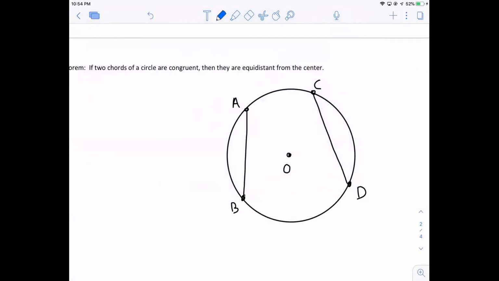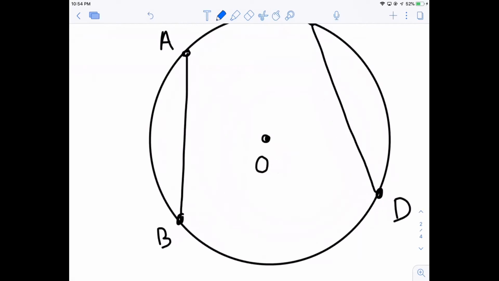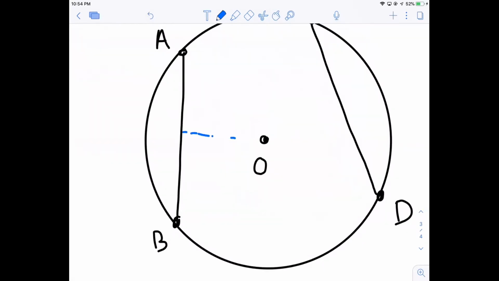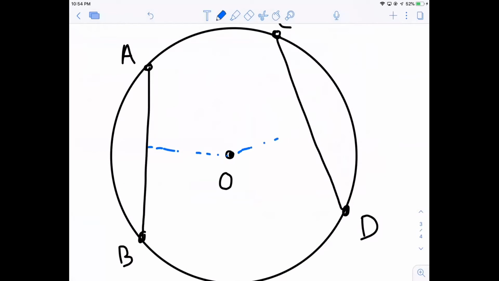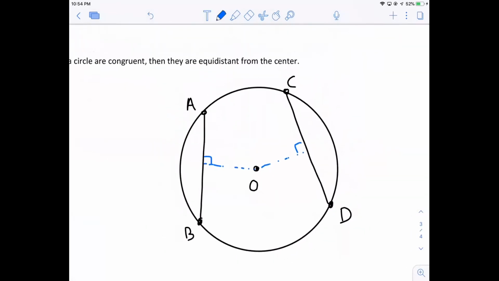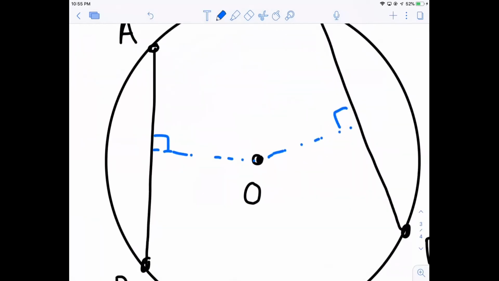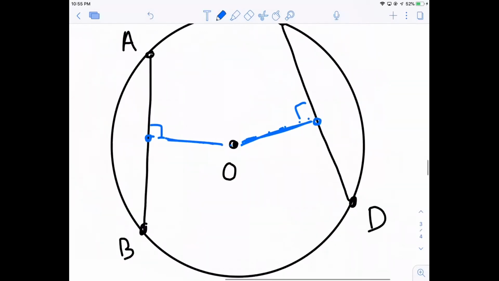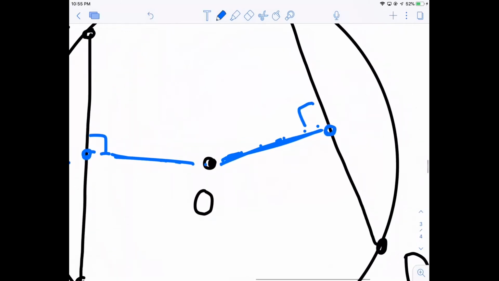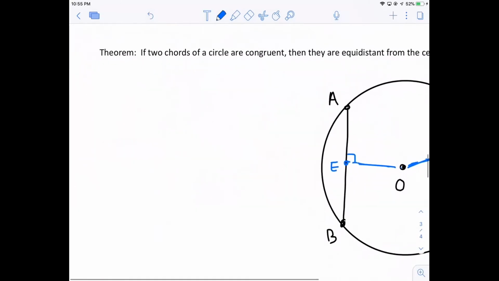So what's the shortest distance from a segment to a point? Aha, very good. Shortest distance is a perpendicular line, like so, right? That's the shortest distance. So we're saying these two chords are equidistant. So what we want to prove is that these two distances are congruent. So let's call this A, B, C, D. Let's call this point E and point F. All right, so here's the setup.